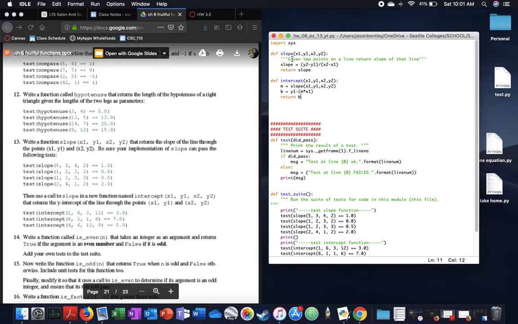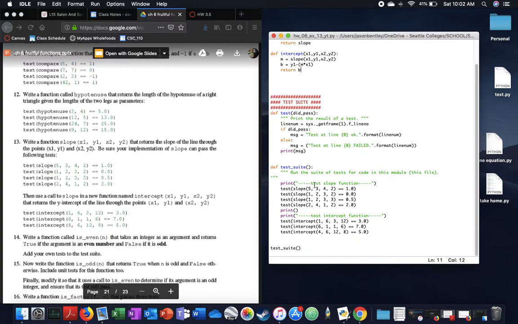So start by importing sys for the test suite down here, and the slope and intercept functions are fairly simple. It's just the standard slope formula, which returns slope, and then for the intercept, just the y equals mx plus b moved around to get the formula to equal b, returning b, and then here are the tests.